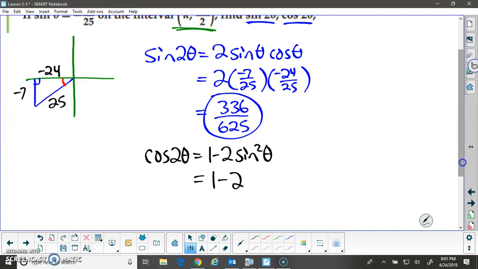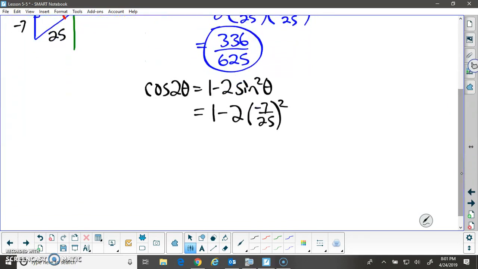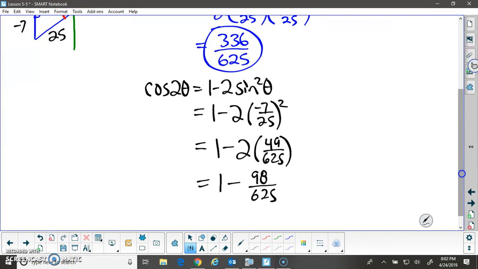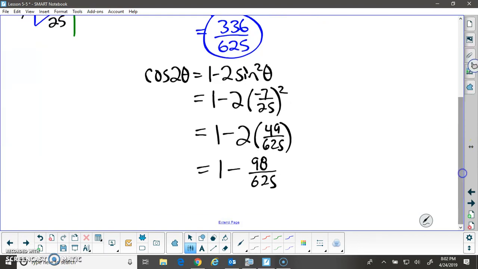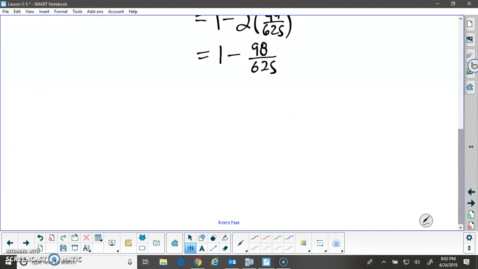So if I take 1 and subtract 2 times negative 7/25 and then square that, getting my answer, I will get, let's see here, that's 49 over 625. And then if we double that, we get negative 98 over 625. And then subtracting those would give us negative 527 over 625. That would be the cosine of 2 theta.